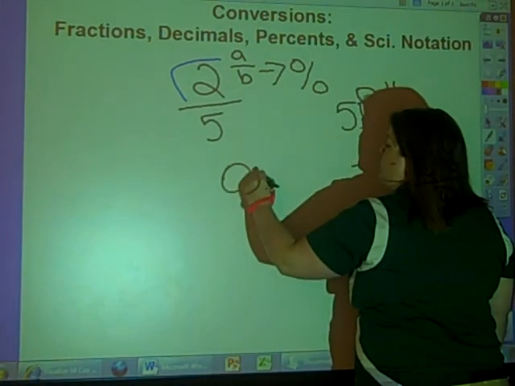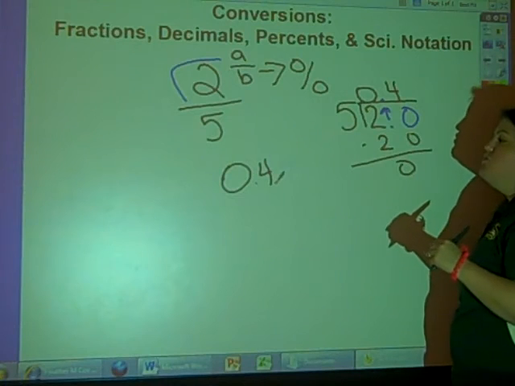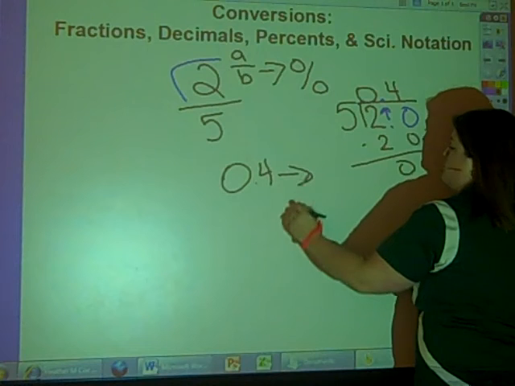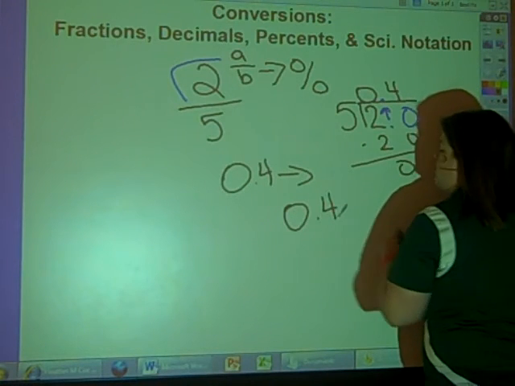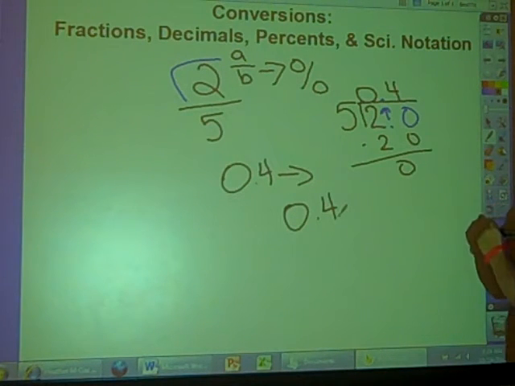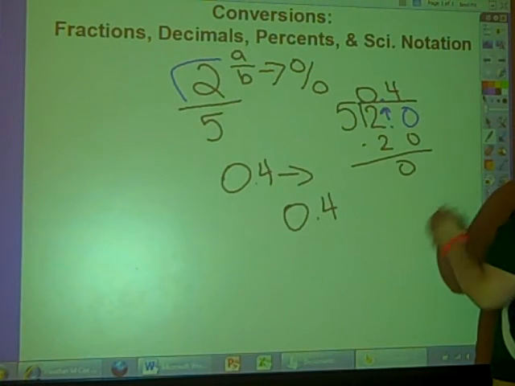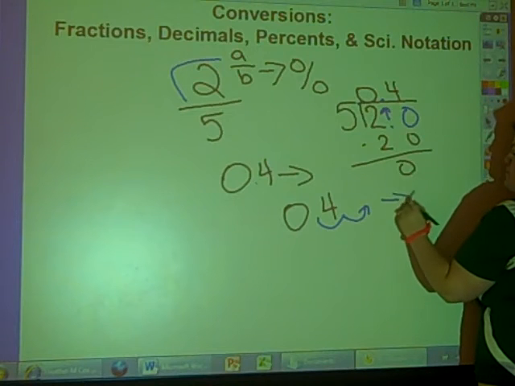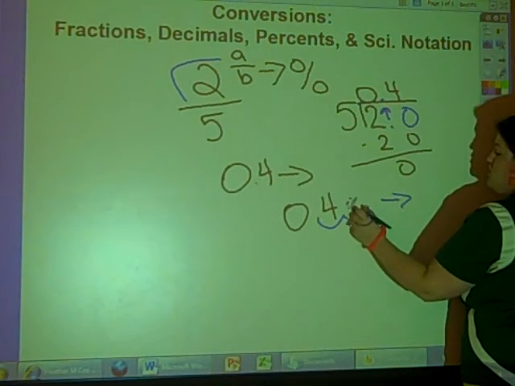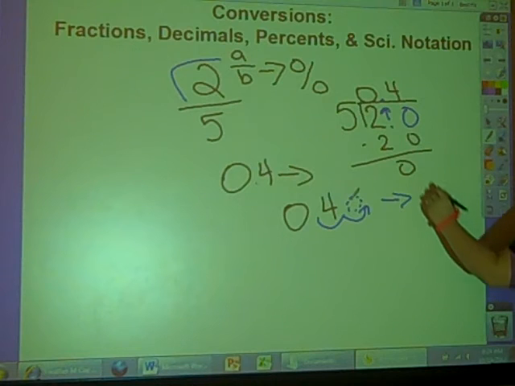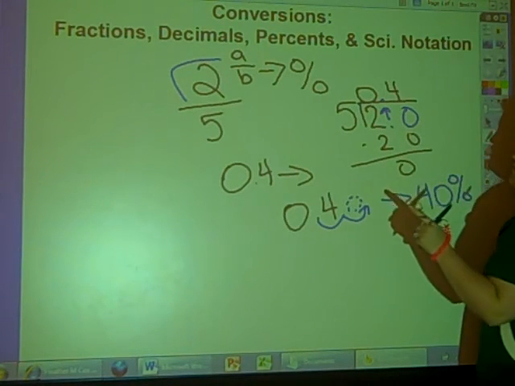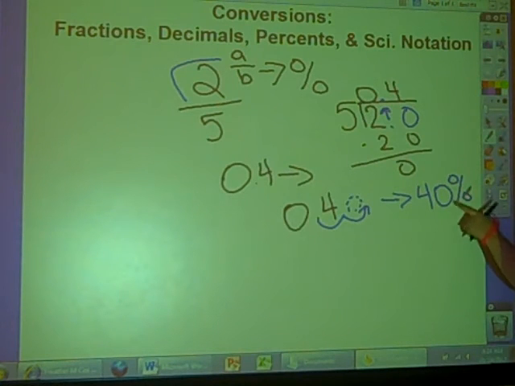So I have 0.4, and then now I get to my rules, and I take the decimal and turn that into a percent. So I'm going to rewrite it. And the rule for a decimal to a percent is I take my decimal and I move it 2 places to the right. And since there's no number there, it's understood that it would have the value of 0. So that is going to be 40%. So 2/5 converted to a percent will be 40%.